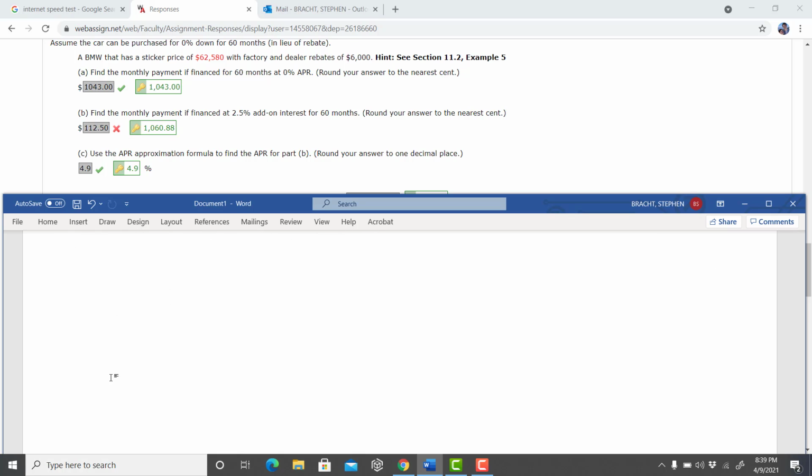So here's what we're going to do. First of all, we have to find the amount that is being financed. The amount being financed will be the sticker price minus the rebates. So that is 62,580 minus the rebates, which are $6,000. The amount of money you're actually borrowing is going to be $56,580.